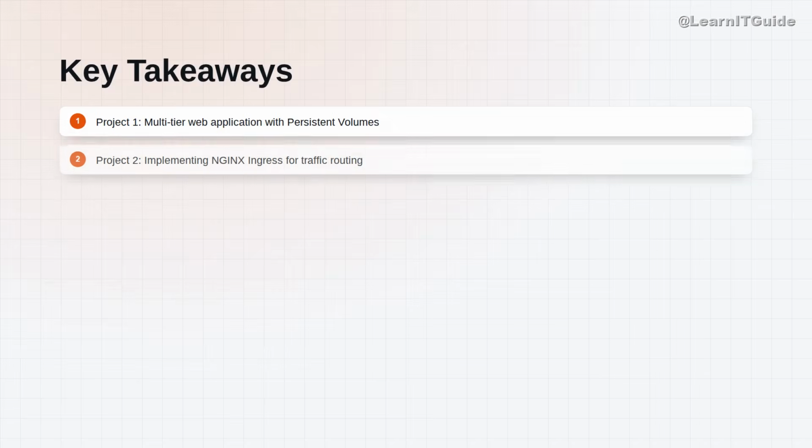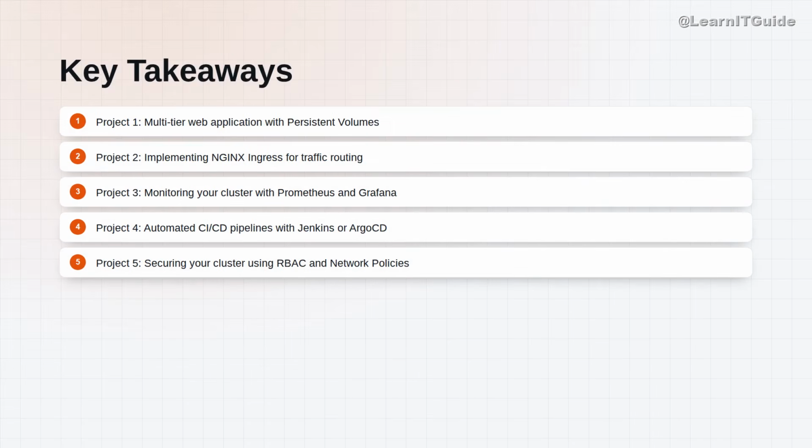To recap, we covered building a multi-tier web app with persistent volumes, implementing NGINX Ingress, setting up Prometheus and Grafana for monitoring, building automated CI or CD pipelines, and finally hardening your cluster with RBAC and network policies. You have everything you need to start your first project today.